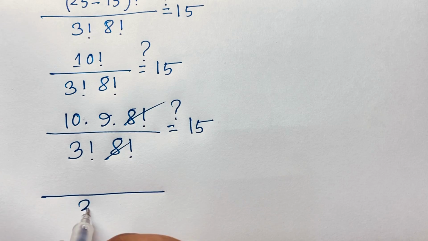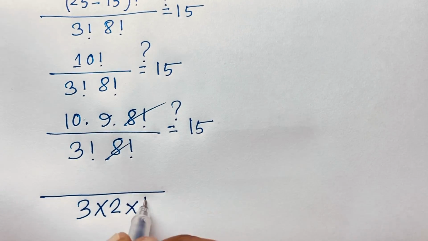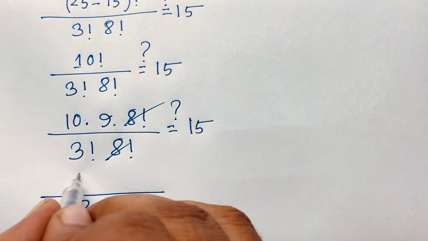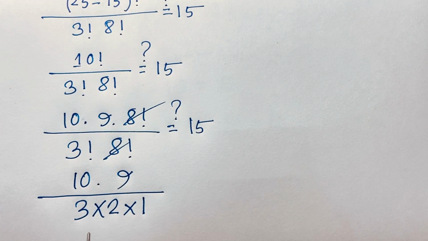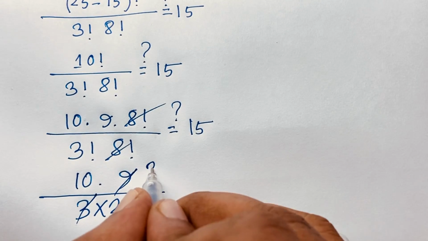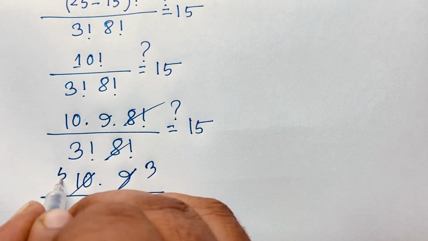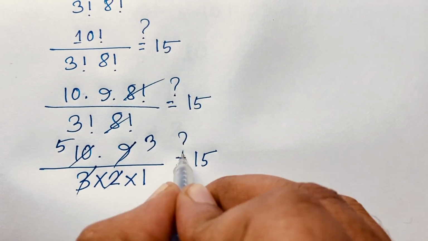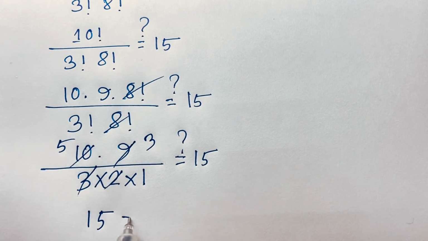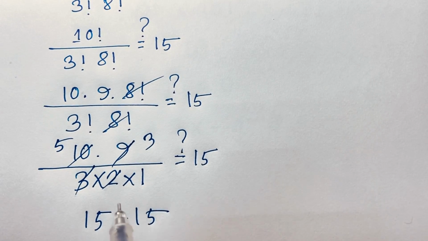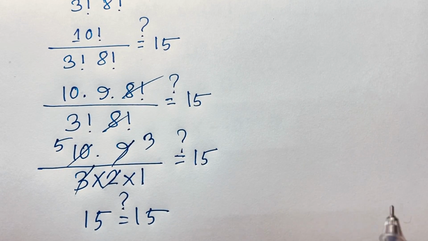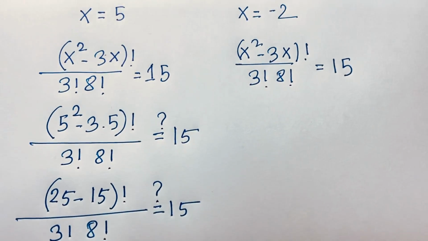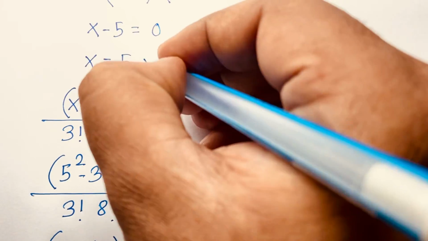We'll find 3! is 3 times 2 times 1, and it will be 10 times 9. Now if I divide this value by this, it will be 3, and this will be 5. Now you can easily see 5 times 3 is 15, equal to 15. So left hand side and right hand side are equal. So x is equal to 5 is our right answer.